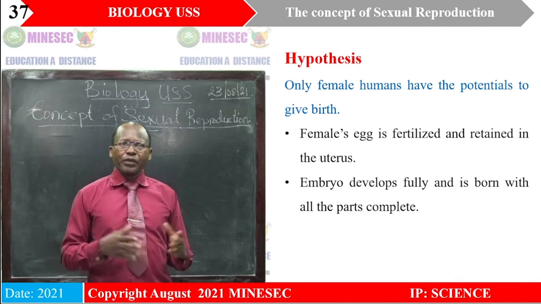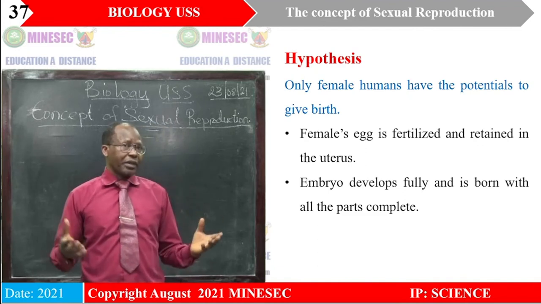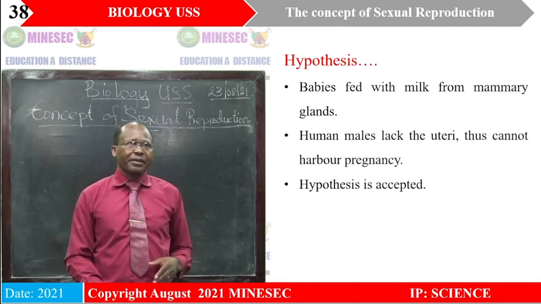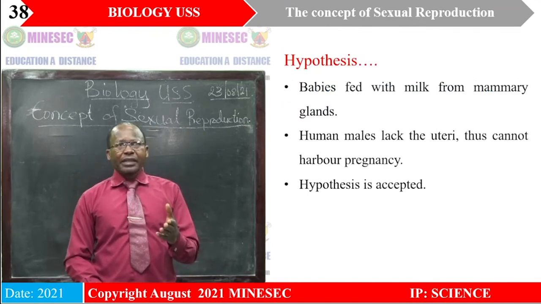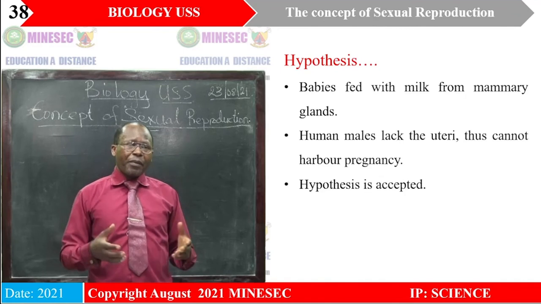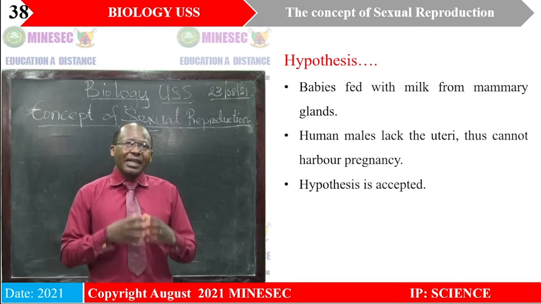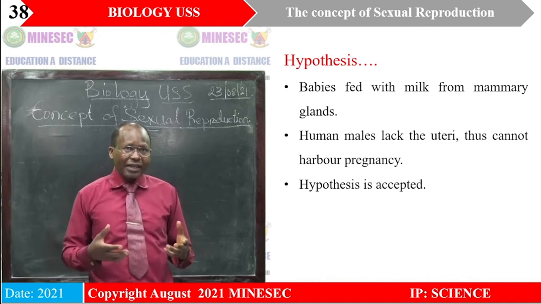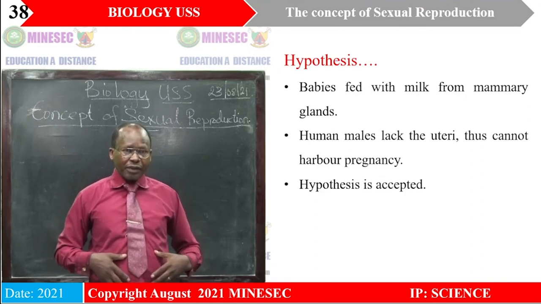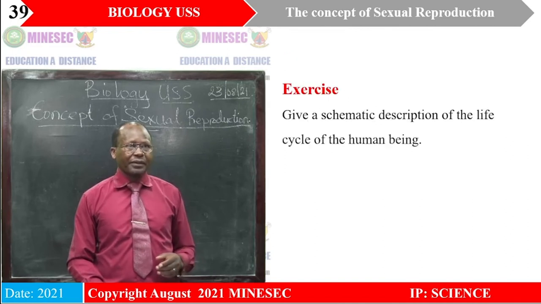The embryo develops fully and is born with all the parts complete. That is why that baby was born in the hospital, and the baby came with all its parts because of this reproductive process. Therefore, our hypothesis that babies are fed with milk from the mammary glands, as we observe, tells us that the human males actually lack the uterus. They do not have the mammary glands, and therefore they will not be able to harbor pregnancy. They do not have the uterus where the baby develops. Therefore, our hypothesis is upheld, because only females would do that.